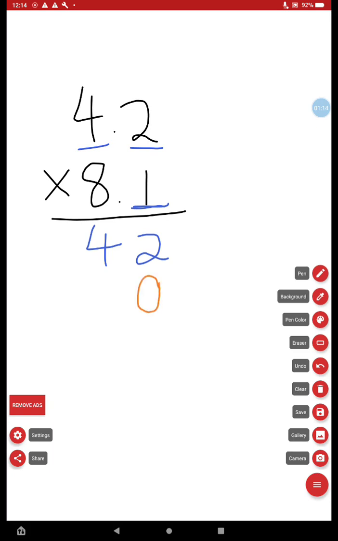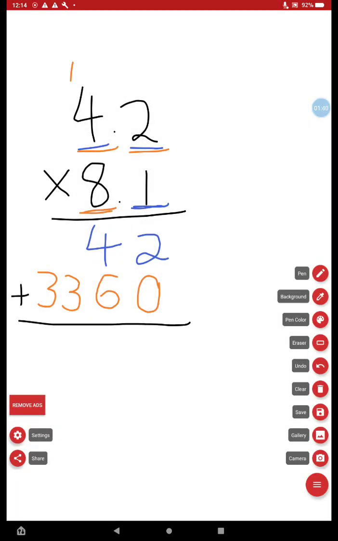Now let's start multiplying by 8. 8 times 2 is 16. Write down the 6. Carry the 1. 8 times 4 is 32. Plus 1 is 33. There's nowhere to carry to the 3, so we put it right down. Now we go ahead and add together. 2 plus 0 is 2. 4 plus 6 is 10. Carry the 1. 1 plus 3 is 4. 3 plus nothing is 3.